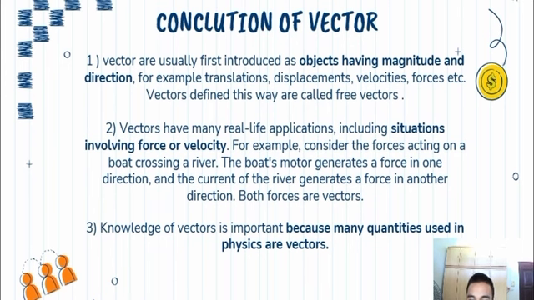Conclusion of vector. Number 1. Vectors are usually first introduced as objects having magnitude and direction, for example, translation, displacement, velocity, force. Vectors defined this way are called free vectors.